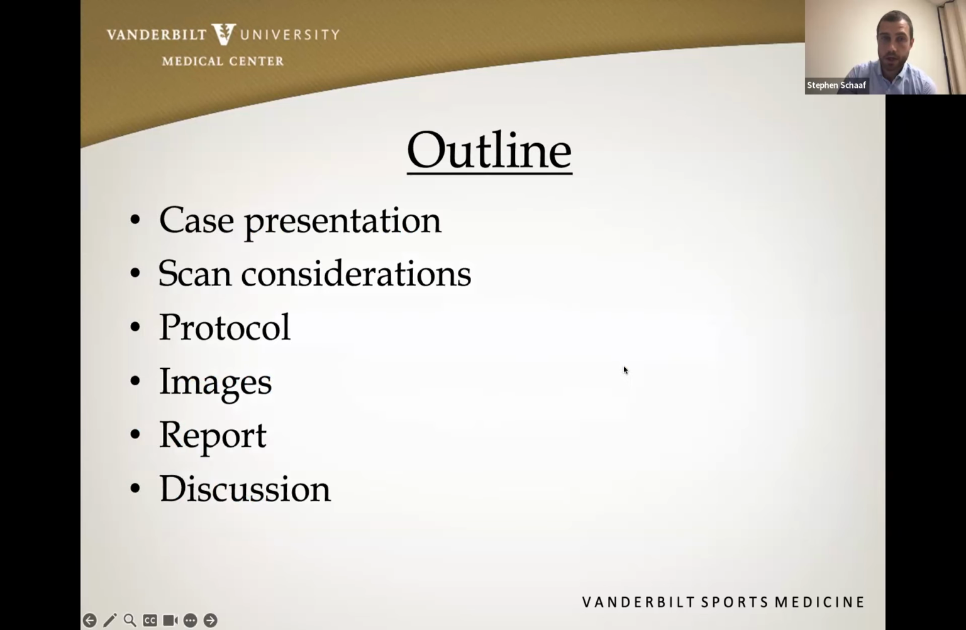So the outline for the talk today is, like the other presentations, we're going to go through a case to begin with. We'll then discuss scan considerations specifically for the dorsal wrist, going through the typical protocol that I'm going to be using for the dorsal wrist and especially carpal instability. We'll then review the images, and lastly go over the report, and at the end we'll have a very quick discussion and then a question and answer session.